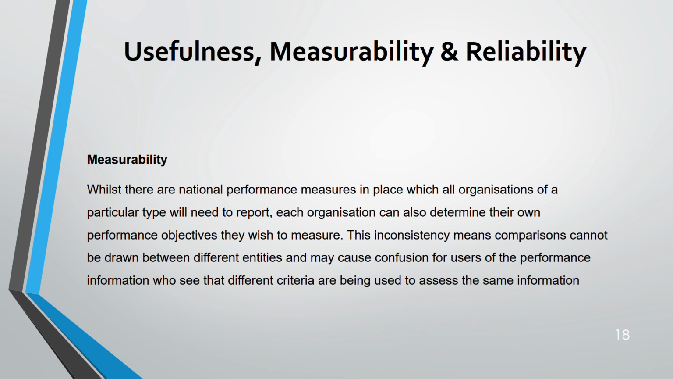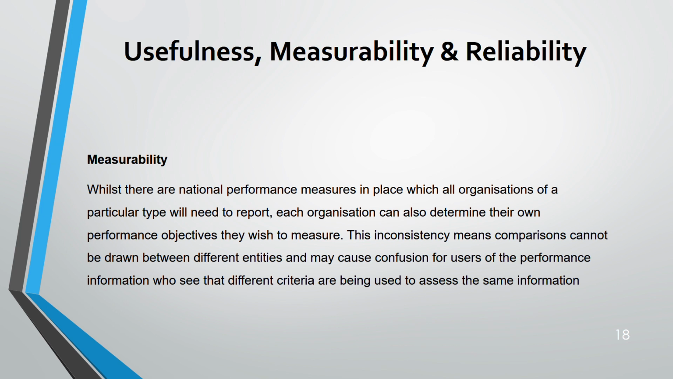So what should you do? Whilst there are national performance measures in place which all organizations of a particular type will need to report, still each organization will have its own performance objectives which they wish to measure. You see, there's an inconsistency between different firms. Some firms will show this as a performance objective, some might show another. So inconsistency, difficult to compare, because on the same information, two different entities are using different criteria to measure their success.